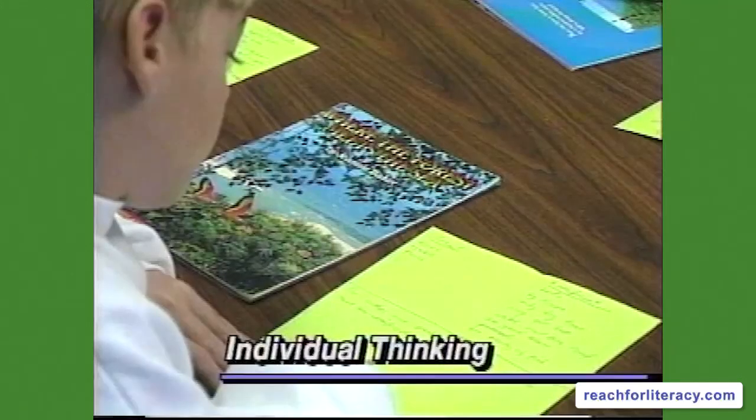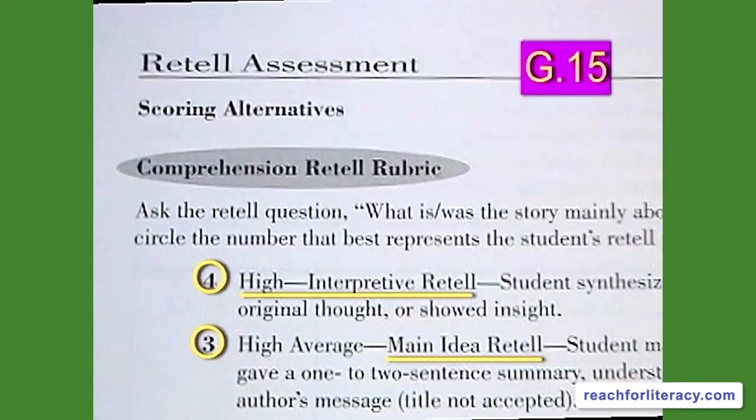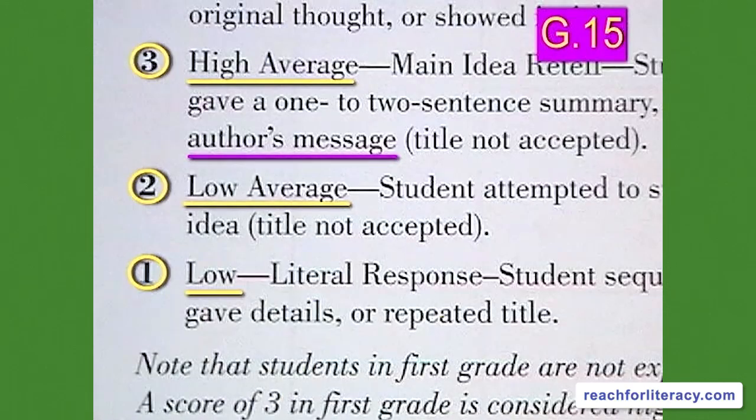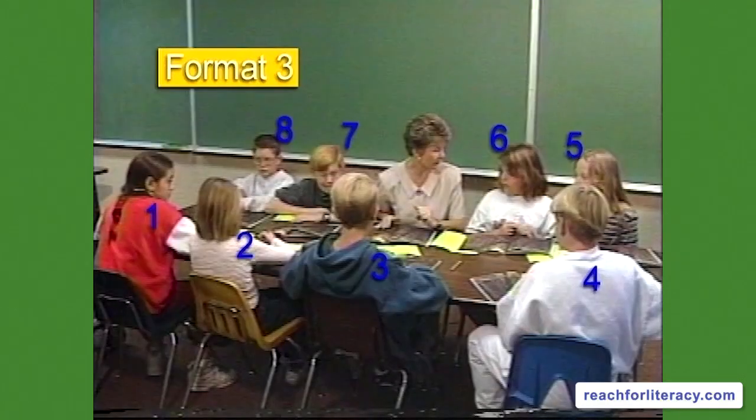Since the trainer coach requested that students write their responses, it was possible to assess each student's ability to state the main idea or author's message. The retell rubric was used to rate each student's response. The rubric is appropriate for students reading at stages 3, 4, and early 5. Students' responses were scored as follows.